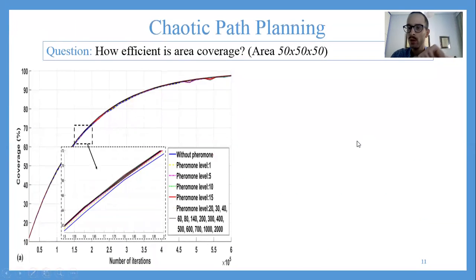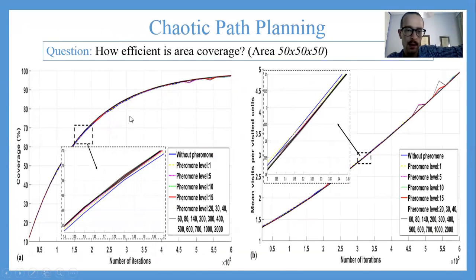So it's very important to design a very smooth motion here. So we can see indeed that the coverage goes to 100%. And also here I compute the mean visits per visited cell, and I see that linearly as the number of iterations increases, I have some medium revisits to previous cells, which is to be expected.